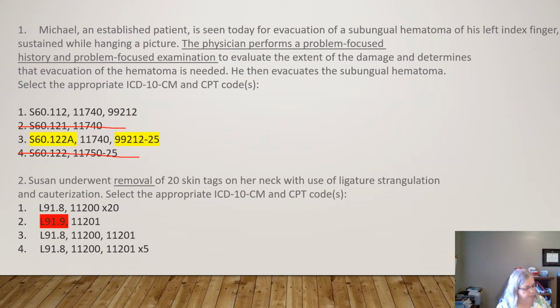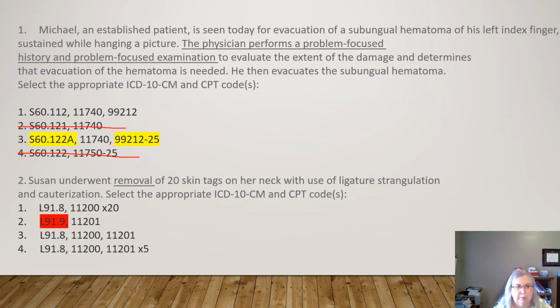And when you look in your coding book and you look up that actual code of 122A, it will tell you, yes, you do need a seventh character, and the seventh characters are under the S60, and they can be an A for initial encounter, a D for subsequent encounter, or an S for sequela. So this is the initial encounter for this man here. So that's why the A stands out more. The others do not have that. So the coding rule is to always make sure you have the number of characters.